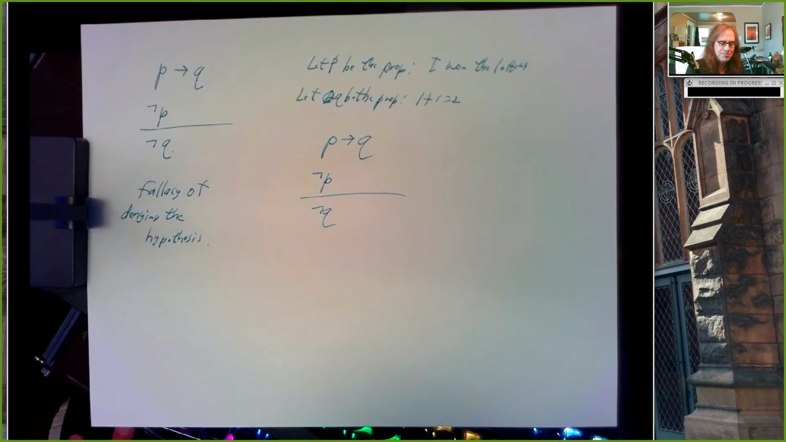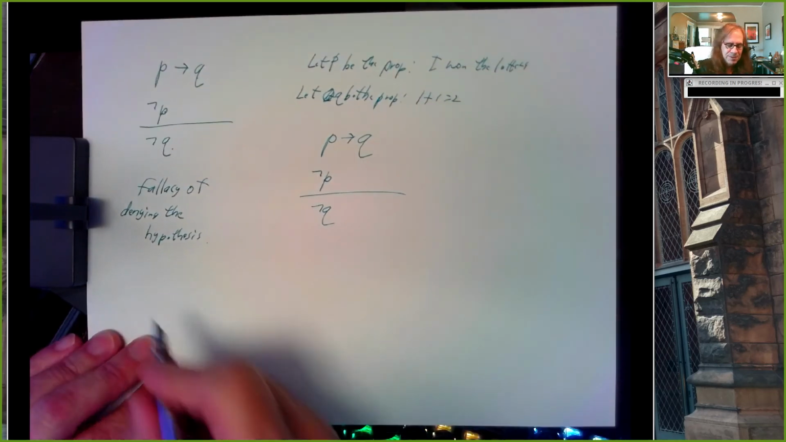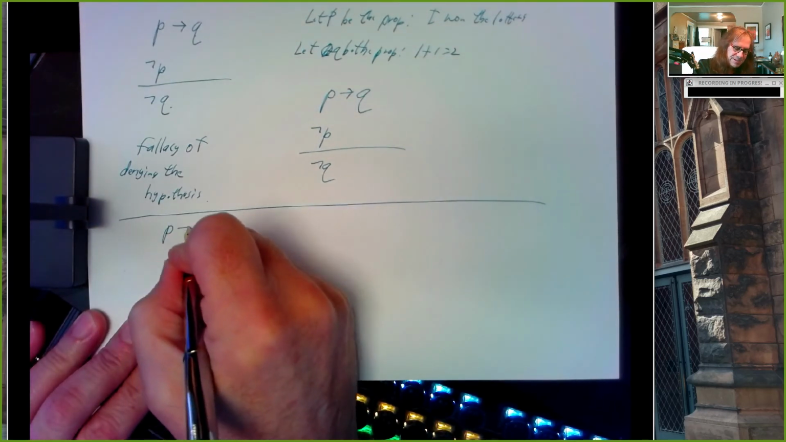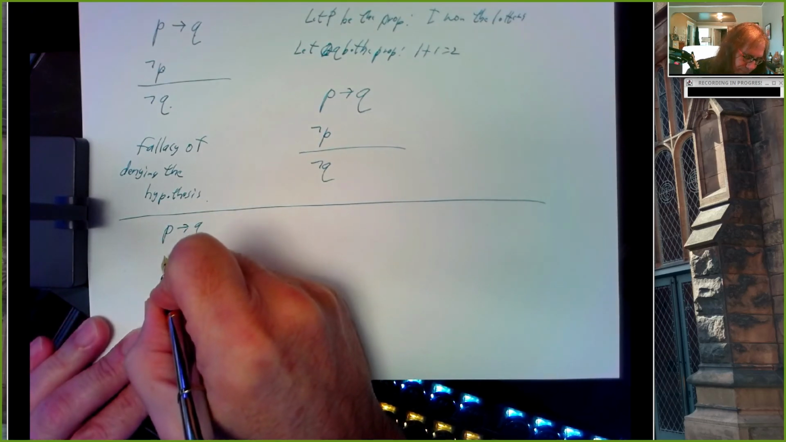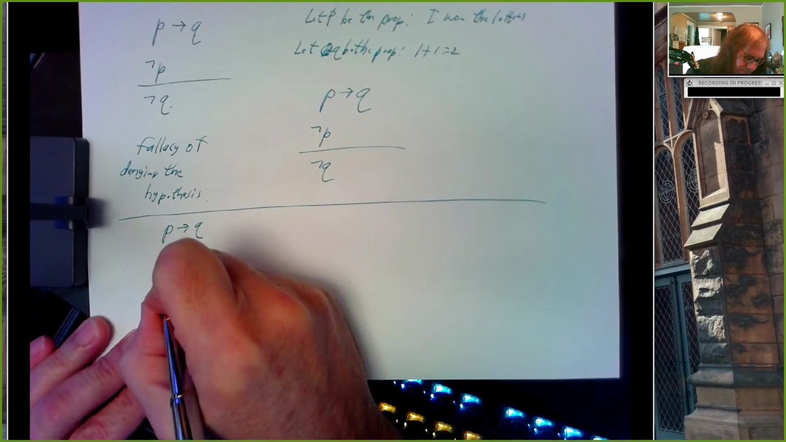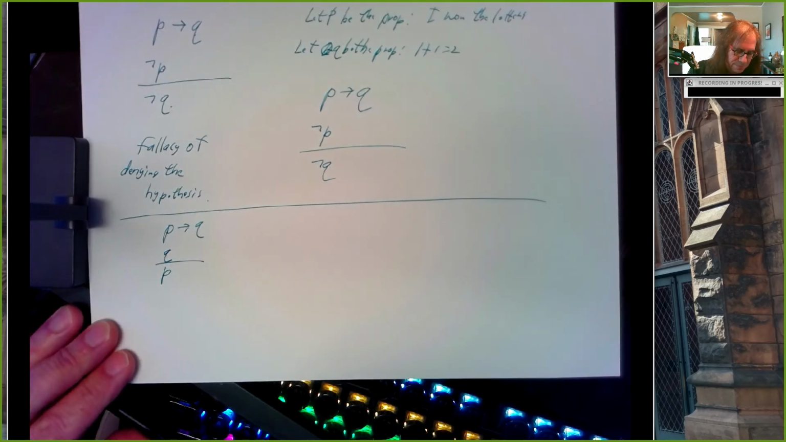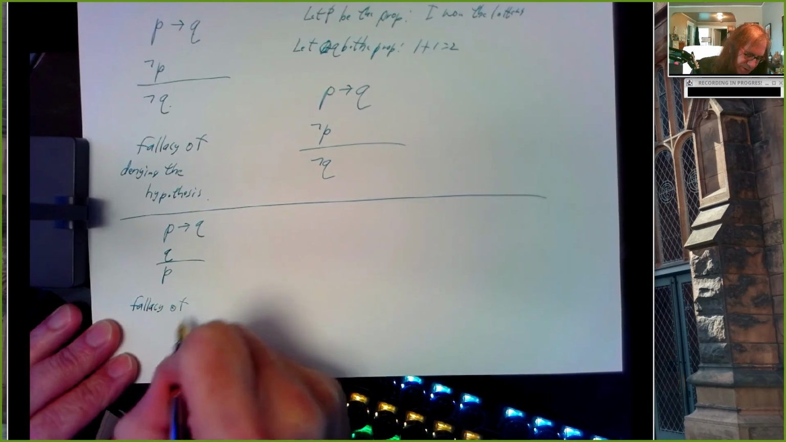It's a fallacy you get when you assume the hypothesis is false, and then you argue to some non-logical conclusion. The other fallacy we'll see is P implies Q, Q, therefore P. Okay, and this is the fallacy of affirming the conclusion.